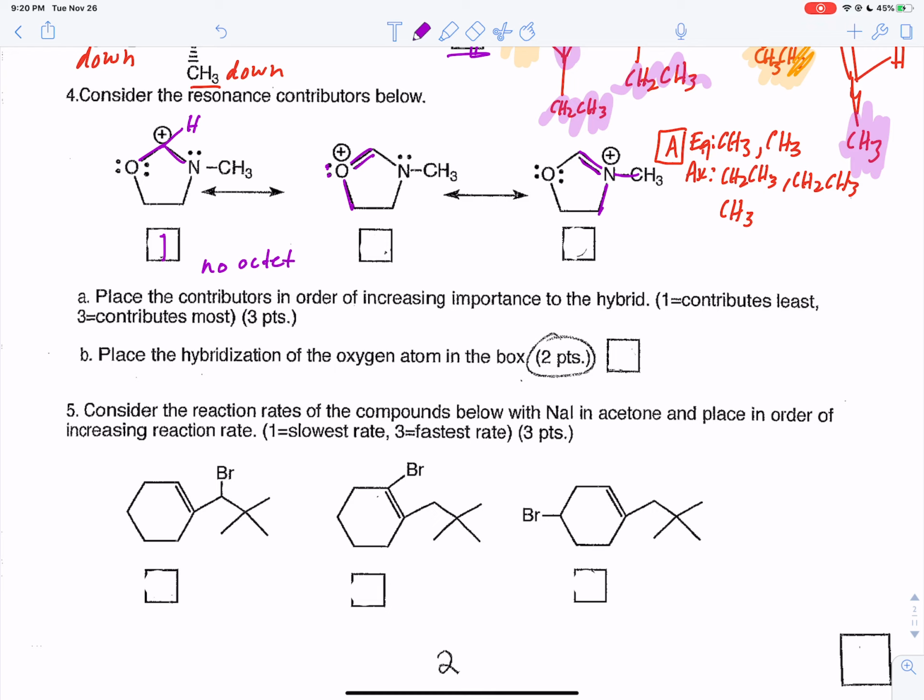Now between the middle one and the one on the far right, which one is more stable? The third one, exactly. And why did you pick that? Nitrogen is less electronegative, right, than oxygen, right? So having a positive charge on a nitrogen is more stable than having a positive charge on a more electronegative atom, which is oxygen, okay? So that's going to be our number 3, and this is going to be our number 2, okay? Octet rule comes before all.